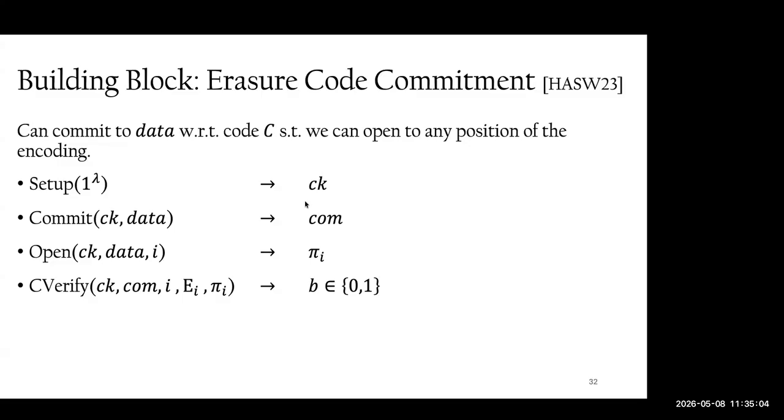Then we have the open algorithm, which gives you the proof pi I for any position I that you want to open. And the key thing I wanted to observe is that in C verify, it's taking as input the commitment, the position I and EI. So it's opening to the ith position of the code word, not the data. And then this checks whether the proof was valid or not, so it outputs a bit. Any questions on the syntax of erasure code commitments?